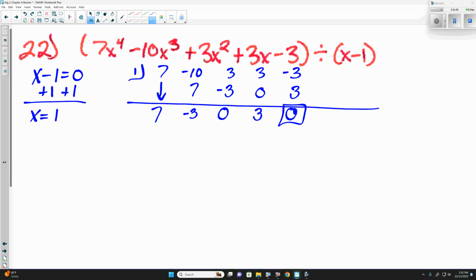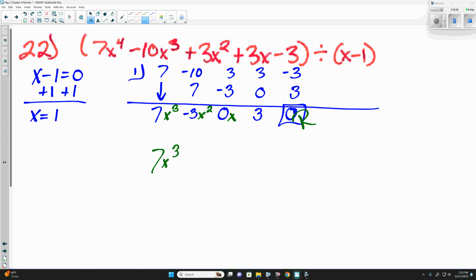We don't have any other numbers, so we're going to box it. And the last number is our remainder. The number in front of it is our term without x. The number in front of it is our term with x. The number in front of it is our term with x squared. The number in front of it is our term with x cubed.